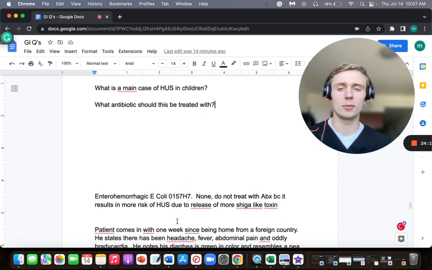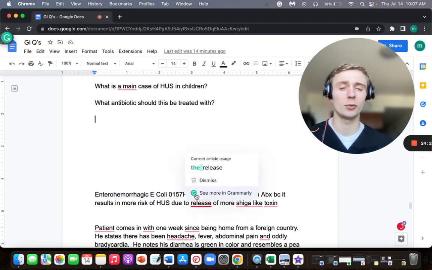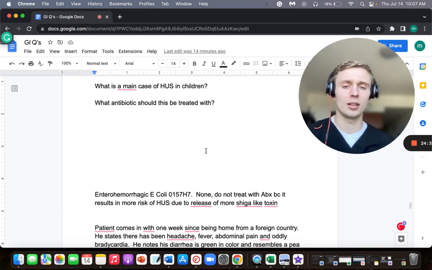So hemolytic uremic syndrome is enterohemorrhagic E. coli, O157:H7. So that's not enterotoxigenic. Remember, hemolytic uremic syndrome is from enterohemorrhagic E. coli. And what antibiotic? None. So we don't want to use antibiotics in this condition. Do not treat with antibiotics because it results in more risk of hemolytic uremic syndrome symptoms due to release of more Shiga-like toxin. So basically, if we use the antibiotics, we're going to be lysing those bacteria, and they're going to expel more toxins, and that's going to be worse for the patient as opposed to just allowing it to resolve itself. So we definitely don't want to give antibiotics for hemolytic uremic syndrome in enterohemorrhagic E. coli.